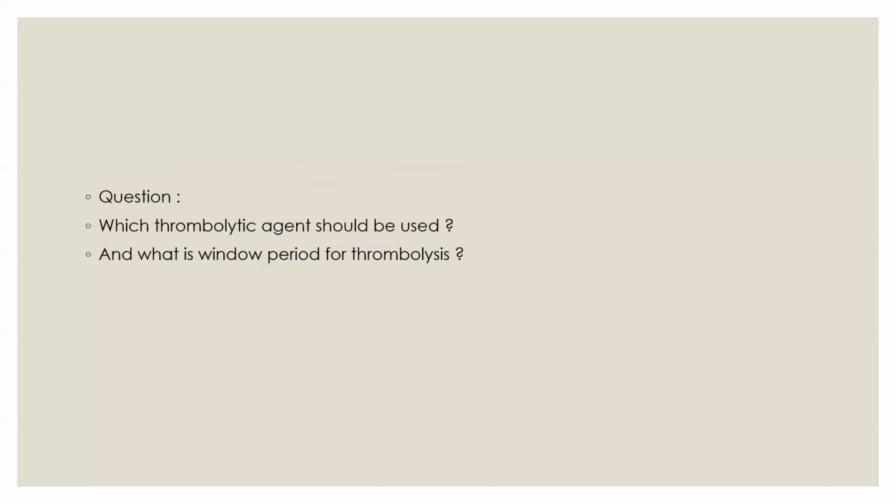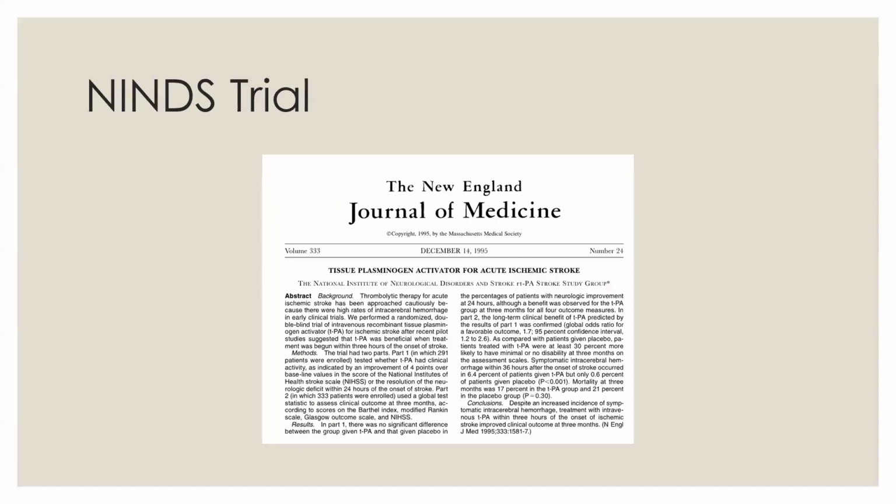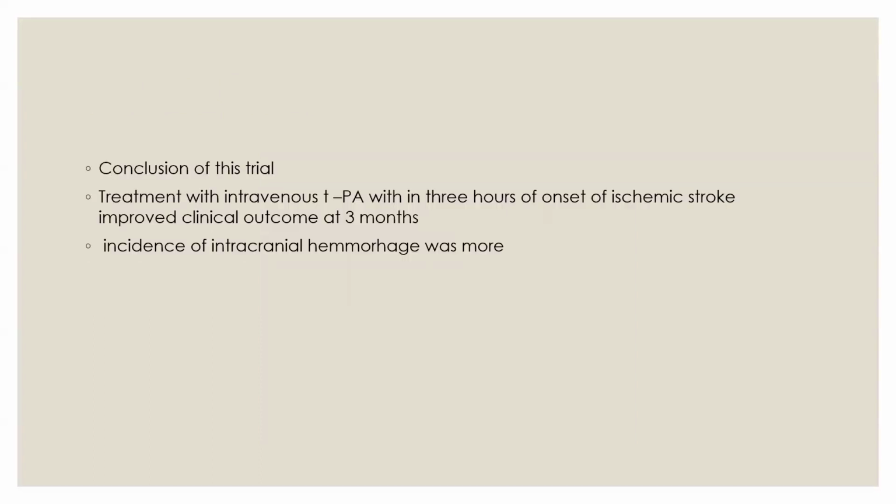Now the question is, which thrombolytic agent should we use and what is the window period for thrombolysis? Initially, the NINDS trial, which was published on December 14, 1995, concluded that if we administer intravenous tissue plasminogen activator within 3 hours of onset of stroke, it improves clinical outcome at 3 months, and it was associated with increased intracranial hemorrhage.